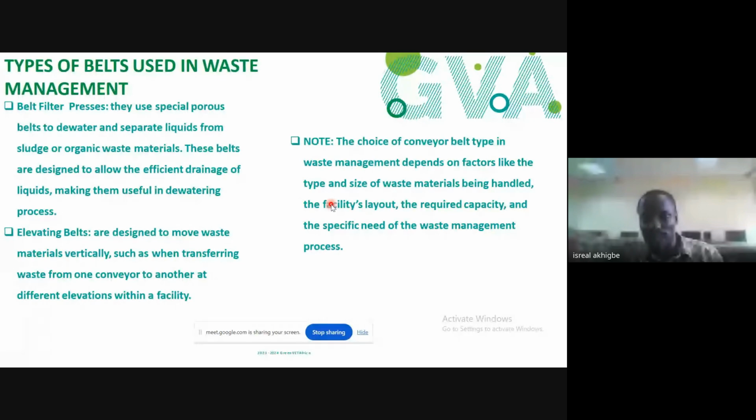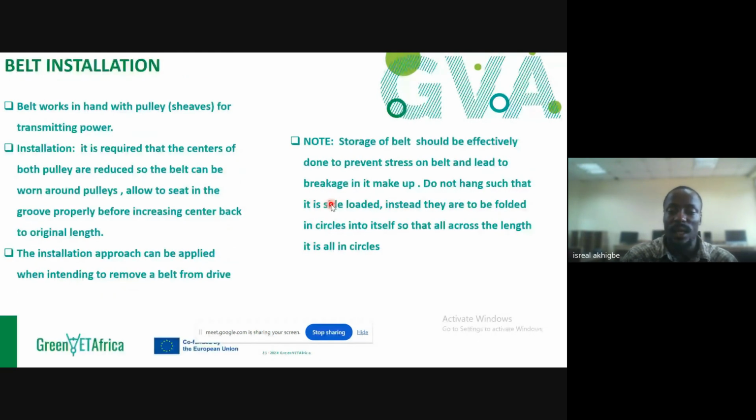Note, the choice of conveyor belt in waste management depends on factors like the type and size of material being handled, and also the facility layout. Let's say the facility is trying to utilize the space they have maximally. So facility layout also comes into play. Instead of having multiple long belts horizontally, can't you just have a vertical one that allows us to maximize our space? And what's the specific need of the waste management process? It's all dependent on what you want to achieve. When you know these things and understand the concept, you are set.